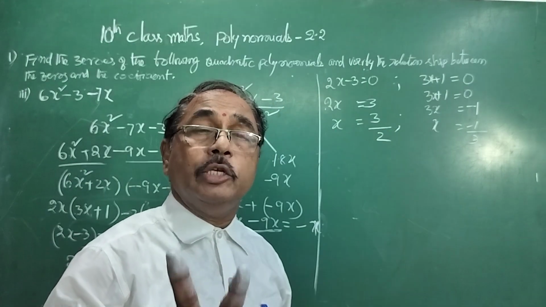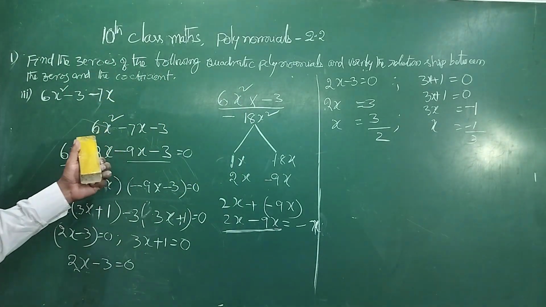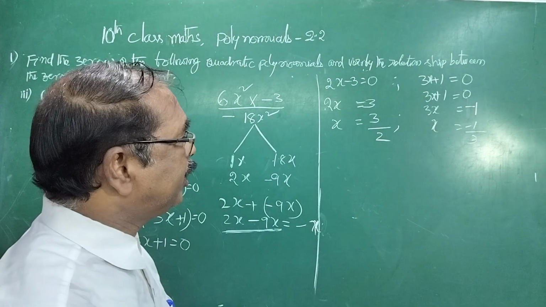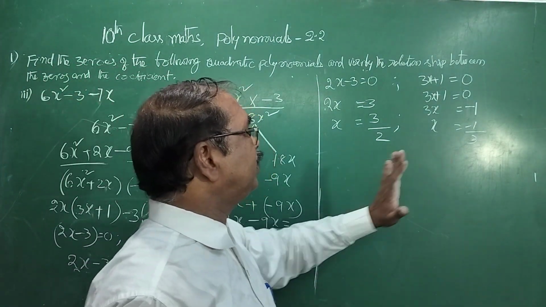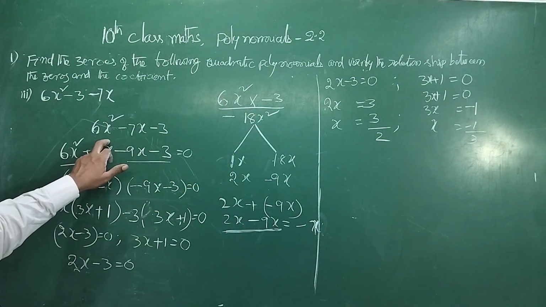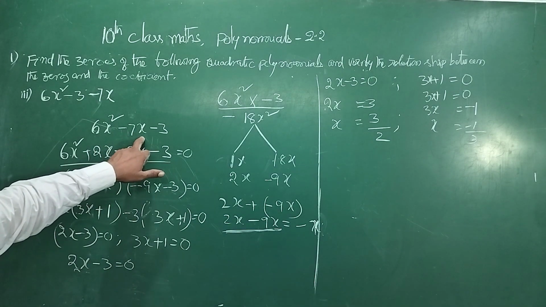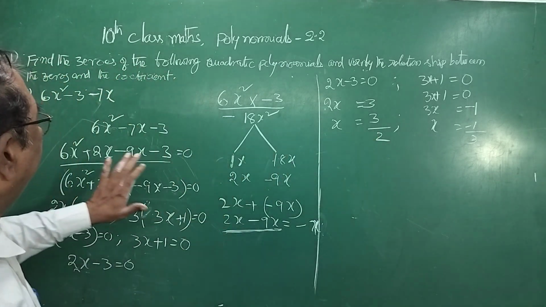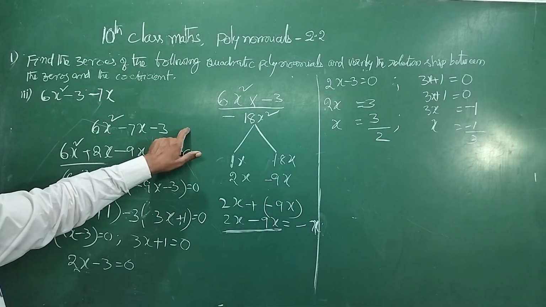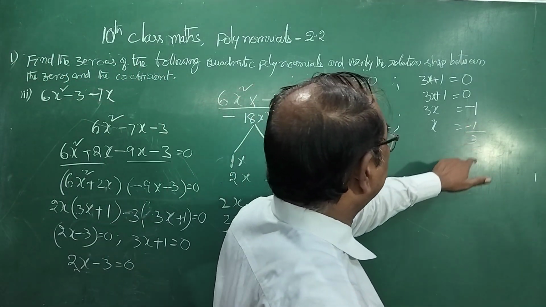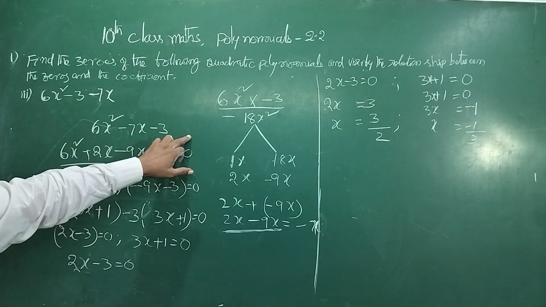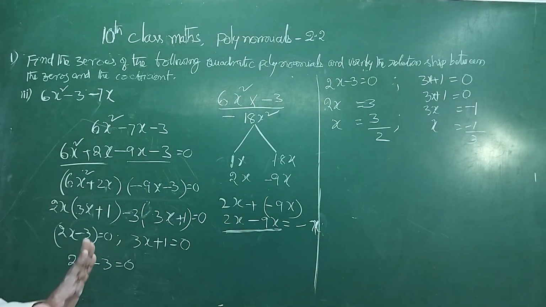Here x is equal to 3 by 2 and x is equal to minus 1 by 3. These two are the zeros of this polynomial. What is meant by these two values? When we substitute 3 by 2 in the place of x, we get 0. When we substitute minus 1 by 3 in the place of x, we get 0 of the polynomial. So we call them zeros of the polynomial.